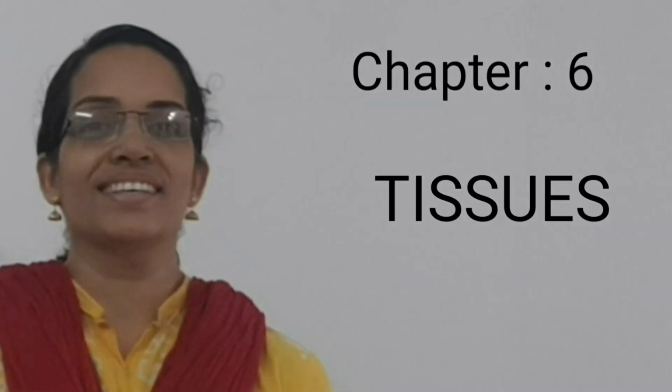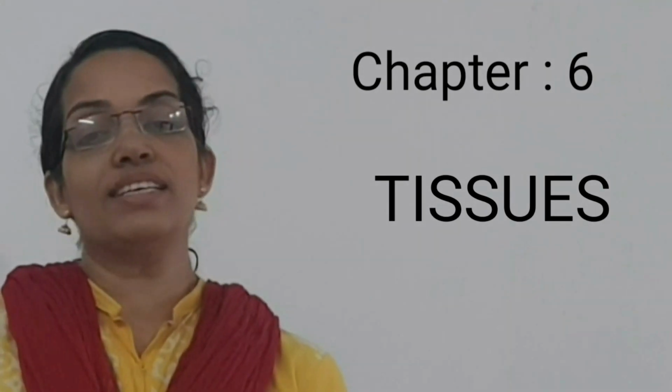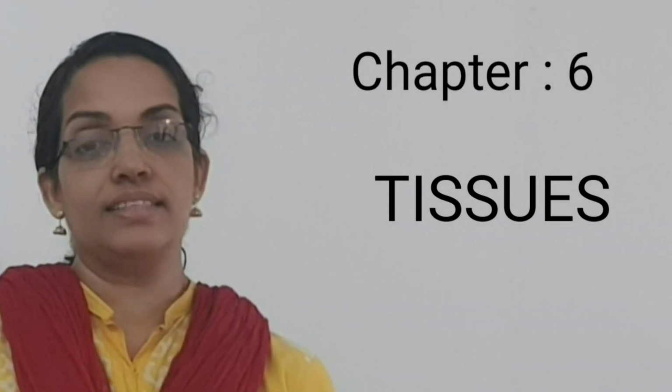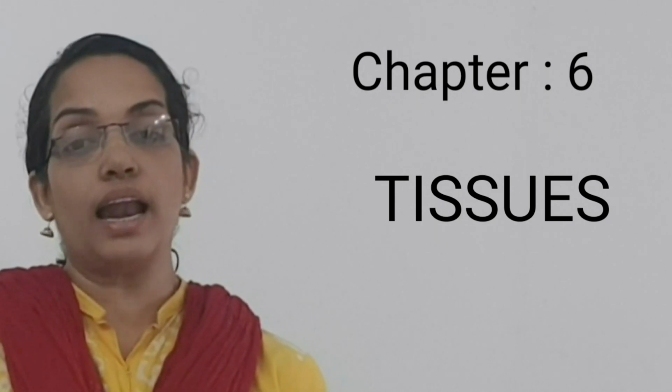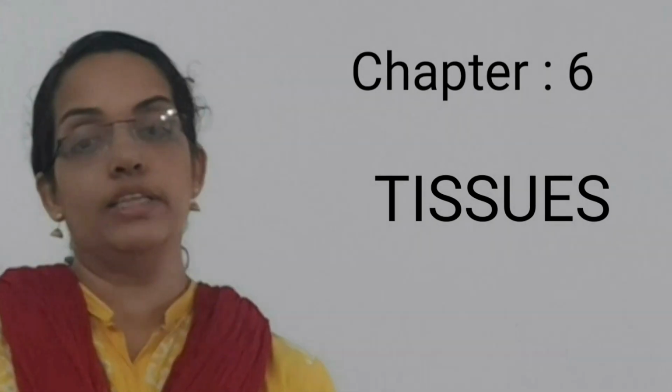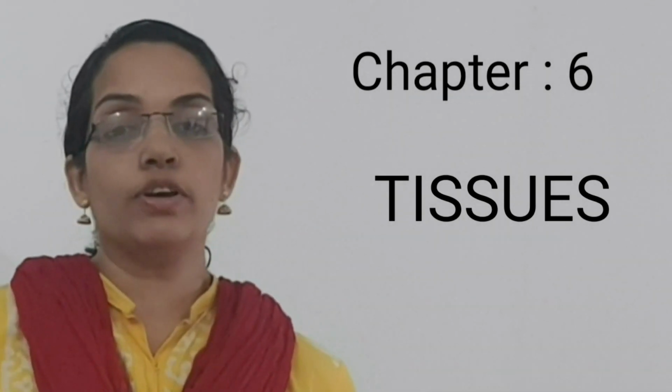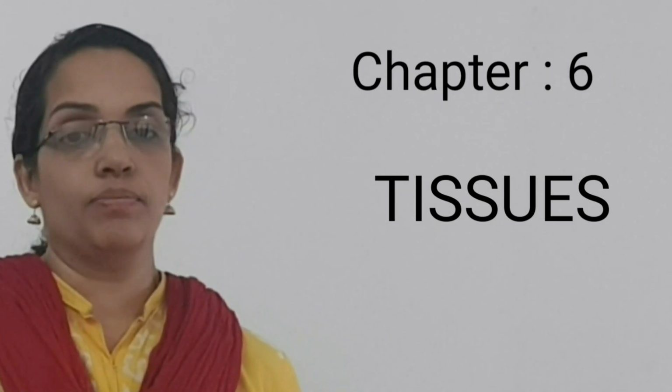Today we are studying NCERT 9th Standard Science Chapter 6, Tissues. Let's start the class. In the previous class we discussed cells. Cell is the fundamental structural and functional unit of all living organisms. All living organisms are made up of cells.